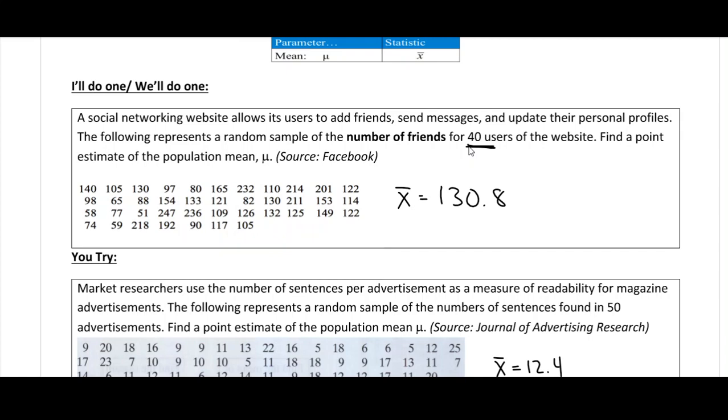130.8, right? And the inference we're making is that maybe for the entire population, the average number of friends people have is around 130. It's not exactly 130.8 because the probability of that occurring is probably 0, because no one has exactly 130.8 friends. What does it even mean to have 0.8 of a friend? So that's pretty much a point estimate in a nutshell.